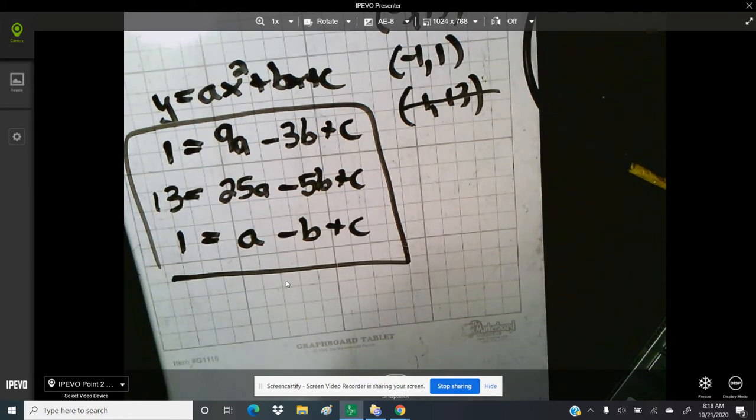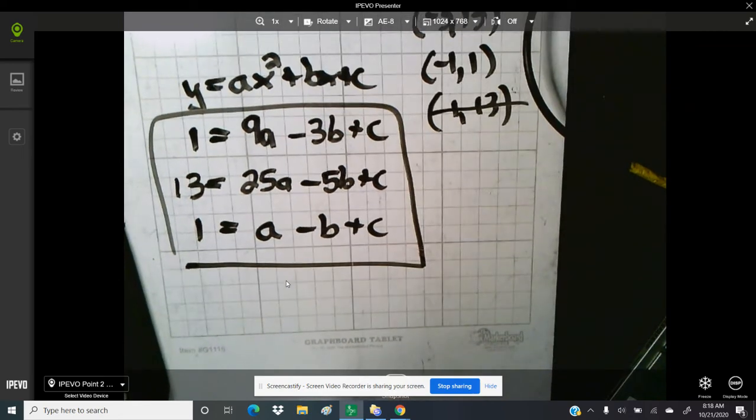So it really depends on what the instructions say. If it doesn't say not to use your calculator, that would be my choice.